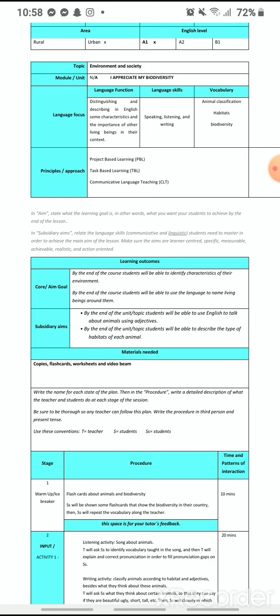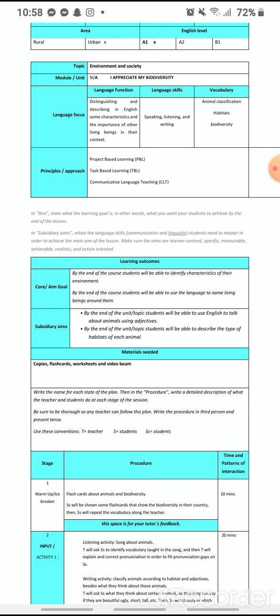And on the other hand, is language focus. There are some language focus, for example, language function, language skills, and vocabulary. The first is language functions, and the purpose of the objective here is the students distinguishing and describing in English some characteristics and the importance of other living beings in the context.